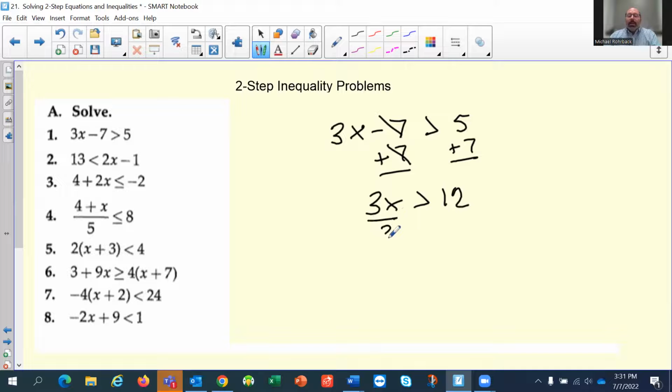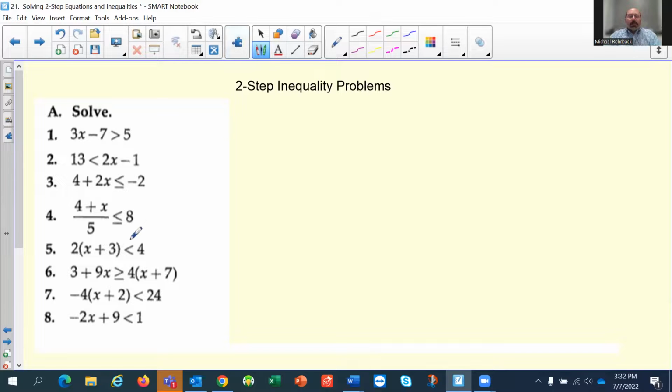And then dividing by 3 and dividing by 3 is going to cancel out, and x is going to be greater than 4. You do that exactly the same way you would do any. If it was an equal sign, you would do it the same way. So let's try another one and just see what happens here.